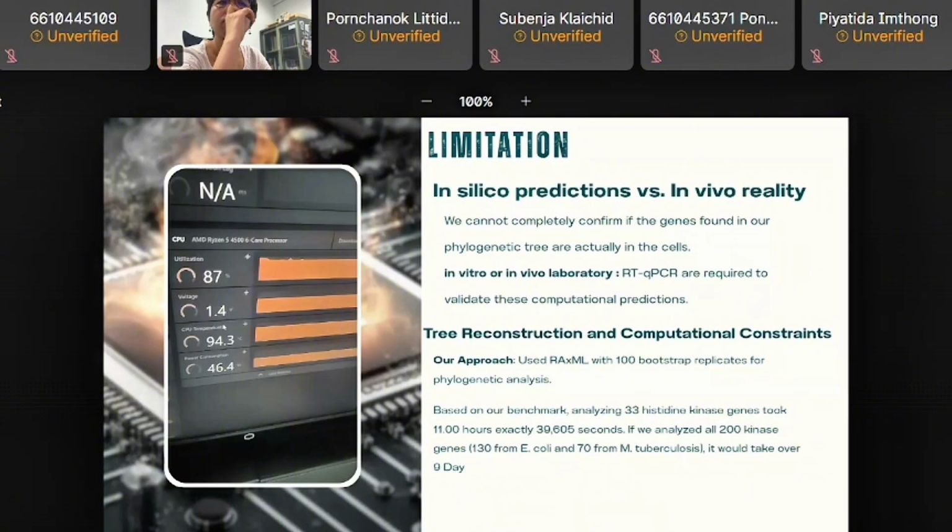The second is that we faced computer limitations. When I worked, at first we had 200 kinase gene sequences to analyze, but it took over 9 days to complete. That's why we focused only on the histidine kinase to analyze the genes of both organisms.